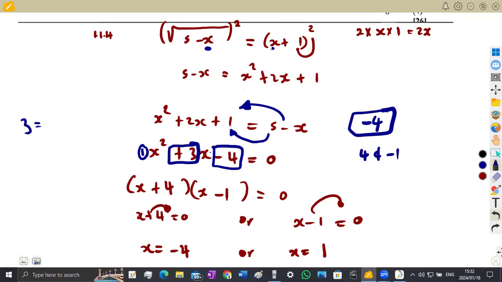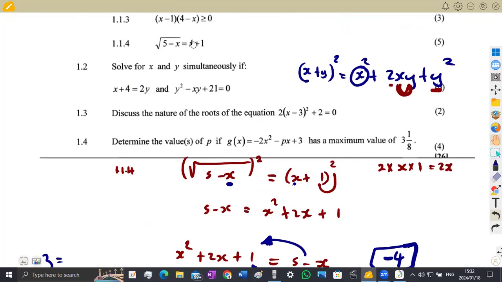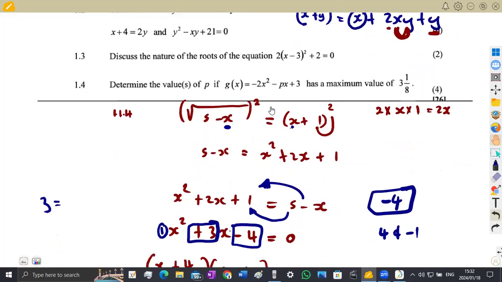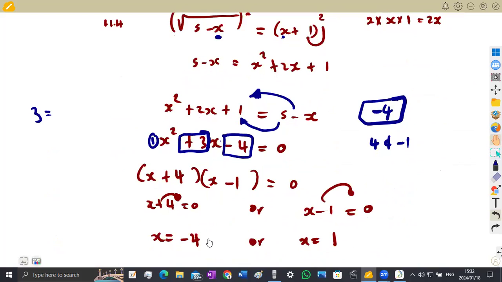But let's substitute to the right-hand side now. To the right-hand side, what was our given question? It was just x plus 1. Remember, the squaring was for us to remove the square root. It was just x plus 1. So if we substitute in place of x here, remember our x is what? Minus 4. Minus 4 plus 1 is what? It's minus 3. Is 3 equal to minus 3? No. 3 cannot be equal to minus 3. So this is not a solution. It's wrong. It can't be. 3 is not equal to minus 3. So this is totally out.